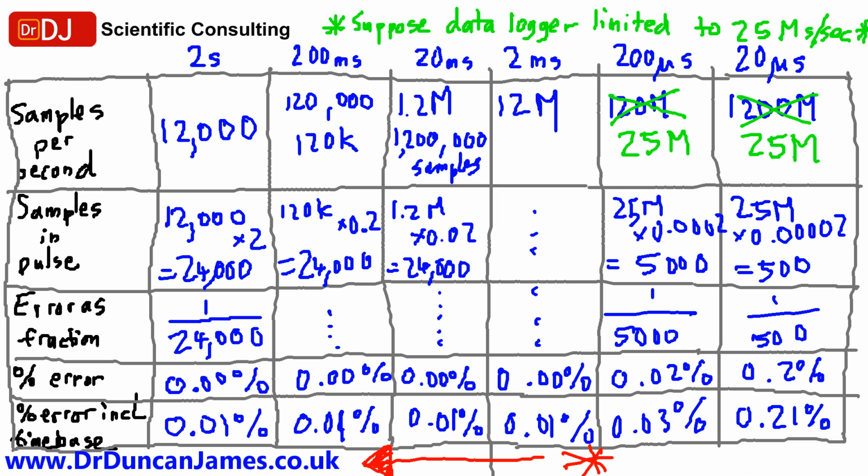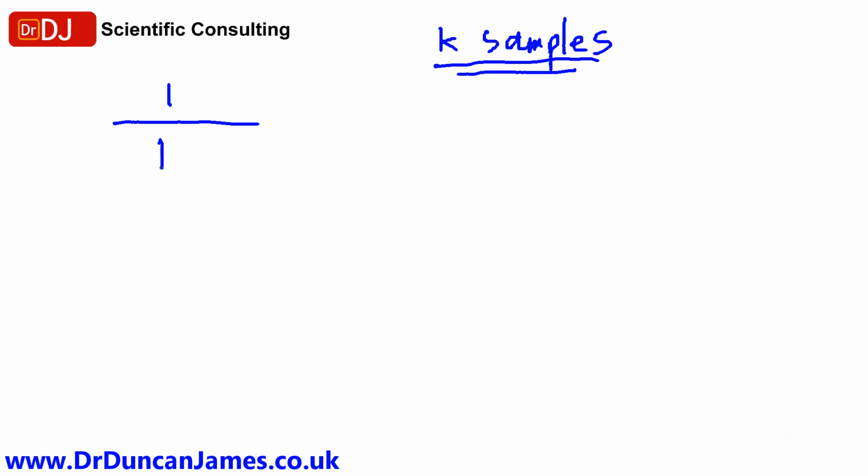Now, I'm just going to look in a bit more detail about how we decide on the percentage error. Let's suppose we collect K samples. Oh, we're going to do some algebra. So 1 over K times 100, because we want to turn it into a percentage. Let's suppose we want it to be 0.00% accurate. We need it to round to 0.00%. So I'm going to go for 0.0049.